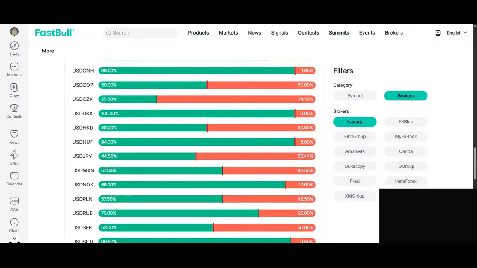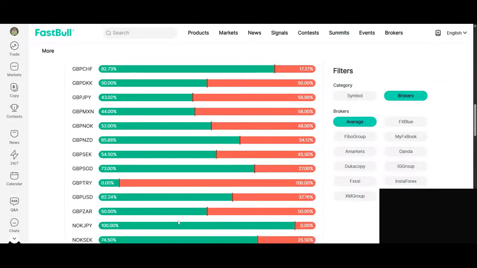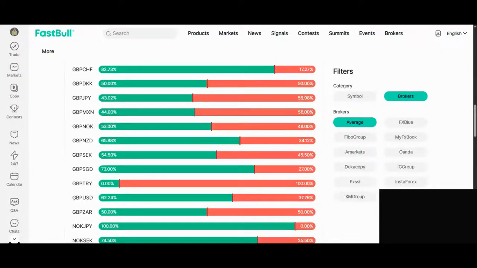Again, yes, USD JPY is 45 and 55. So I'm delivering a few today. GBP USD is 62 and this is 38. GBP JPY is 43%. 43 and 57. USD CAD.